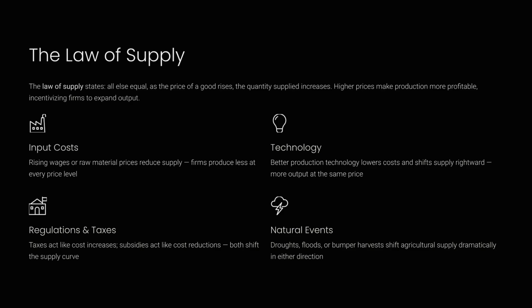The law of supply states that as the price of a good rises, the quantity supplied increases, making production more profitable. Key determinants that shift the supply curve include input costs, technology, regulations and taxes, and natural events.